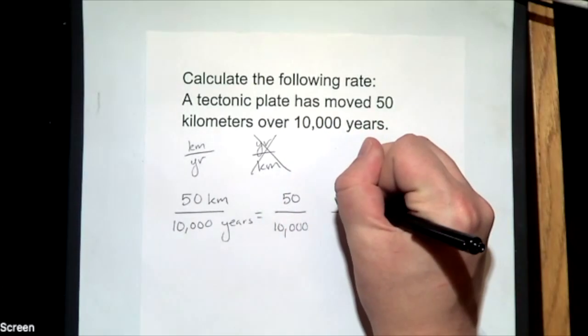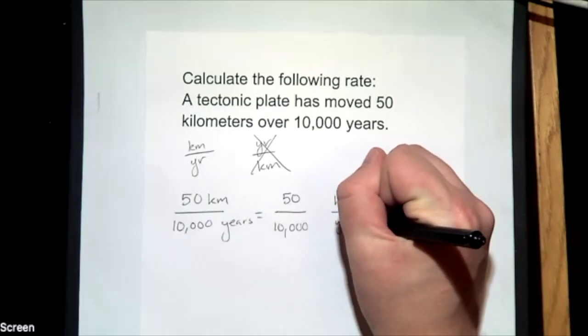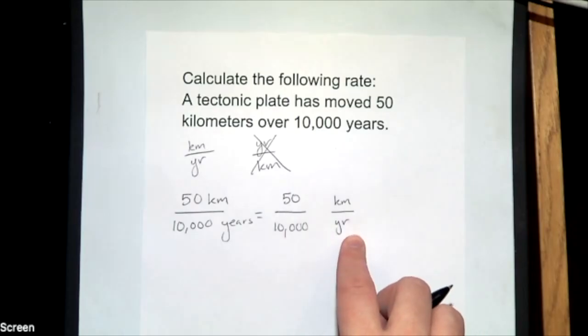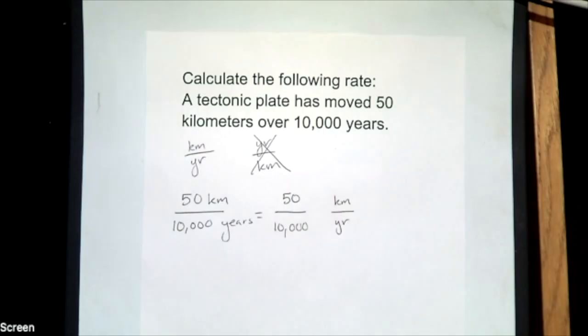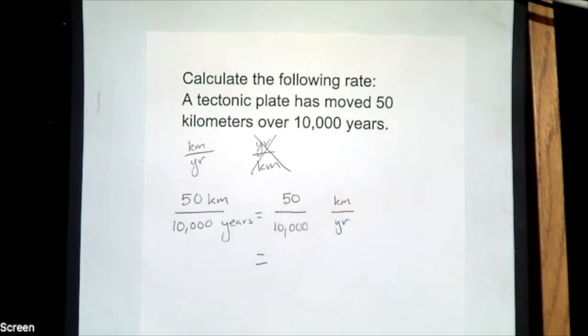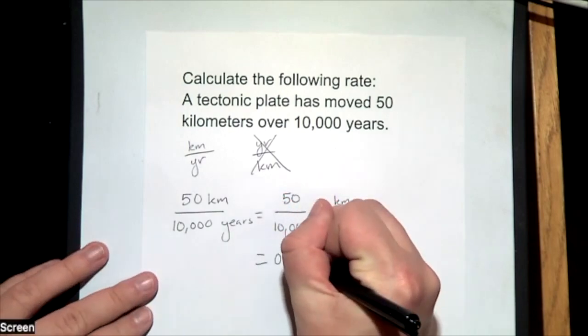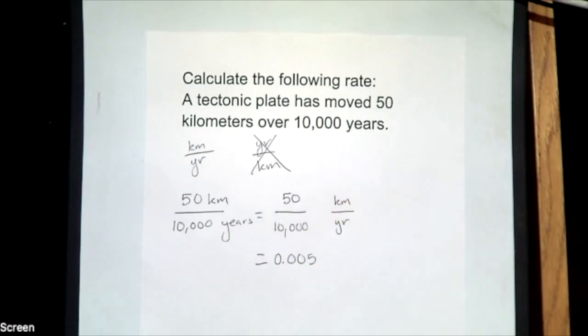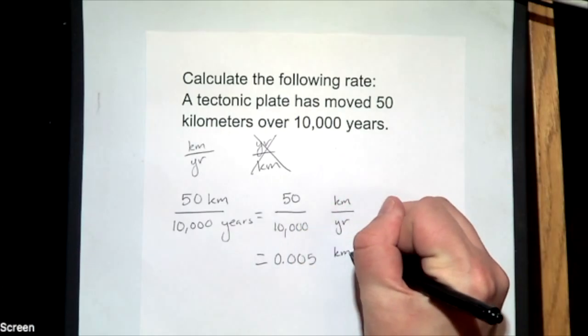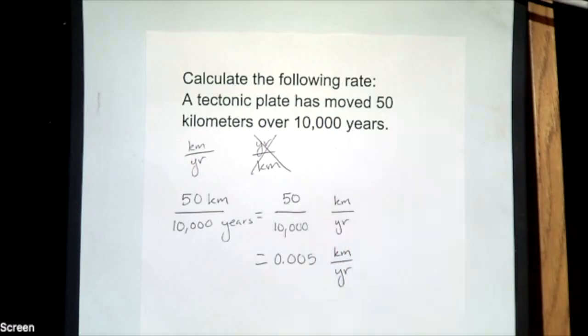And then off to the side, I would write kilometers over years. This makes it way easier in my head to do the math and then worry about those units later. That way you're not going to drop one off doing all of your work. So if I were to end up converting or calculating this, 50 divided by 10,000 ends up being 0.005, and then my units don't simplify at all. So I would end up with kilometers per year.